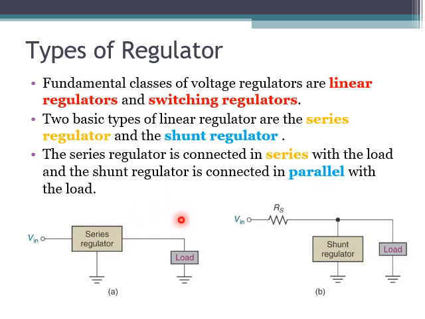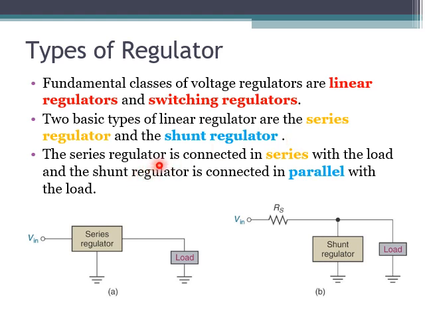Next, we'll see the types of regulator. Actually, we have seen the regulation types as line regulation and load regulation. Now, what are the types of regulators used to control these regulations? Fundamental classes of voltage regulators are linear regulator and switching regulator. What are the two basic types of linear regulator? Series regulator and shunt regulator.